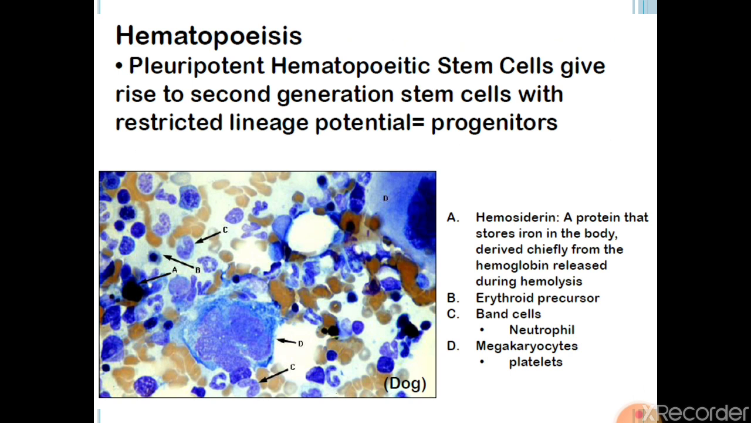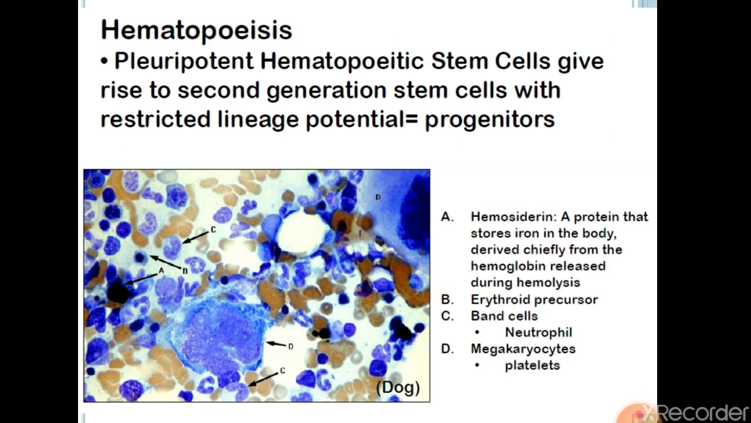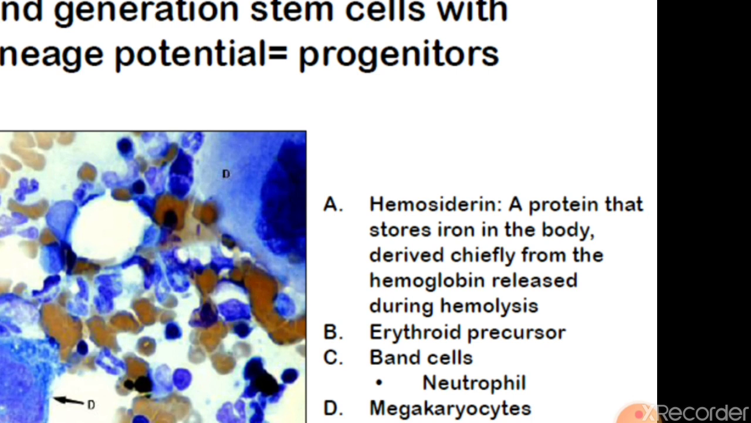Now, the spot B represents the erythroid precursor from where erythrocytes will be generated. The band cells are spotted as C, which comprise neutrophils, and the D part which I have shown in the picture are the megakaryocytes, which will give rise to platelets. So, this is hematopoiesis.